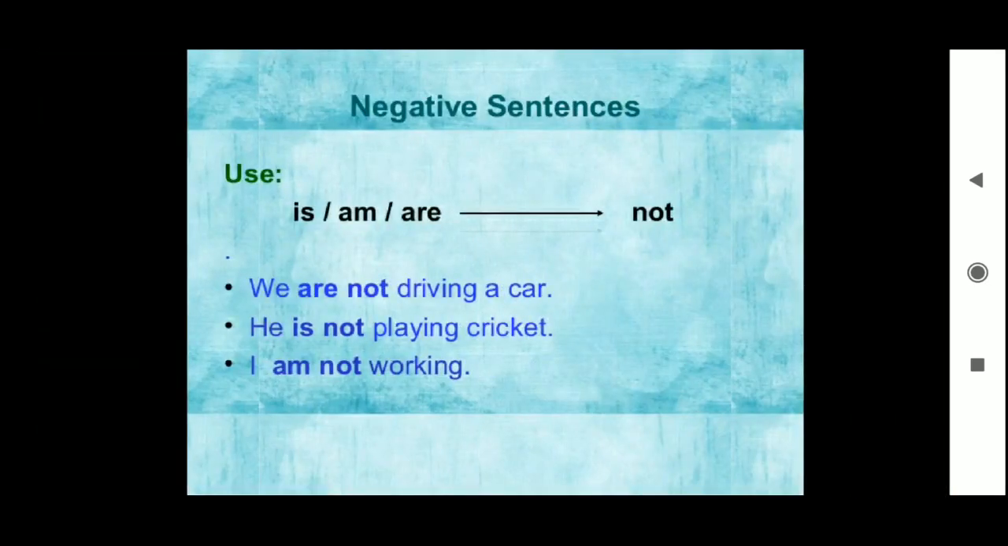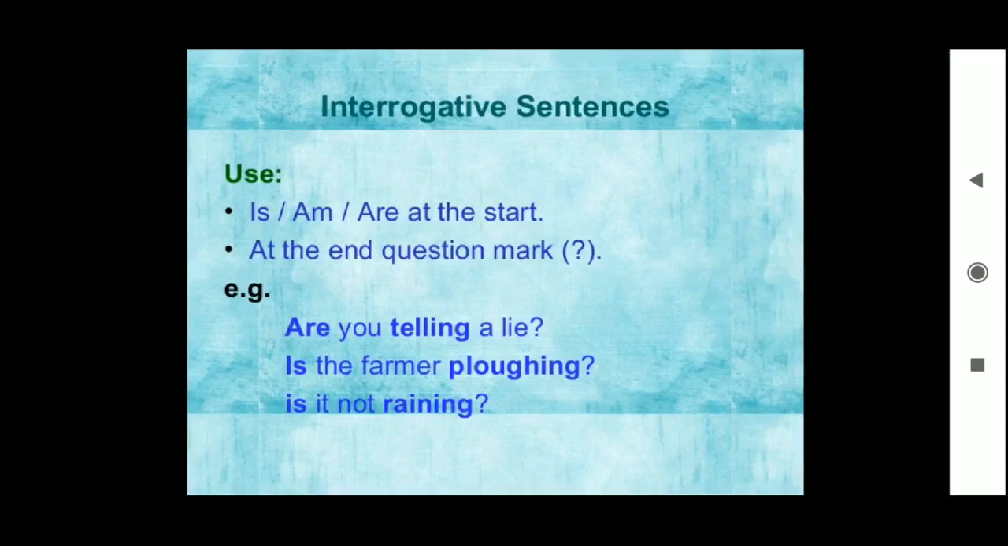Now come to the negative sentences. In negative sentences, we use is, am, are plus not. It's very simple that after the helping verb we use not, and the helping verbs are is, am, are, and the ing form of the verb. He is not playing cricket. I am not working.